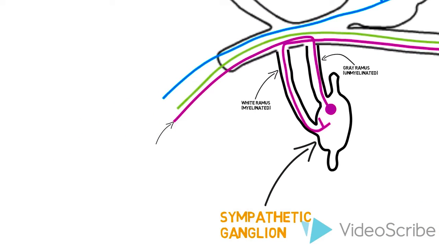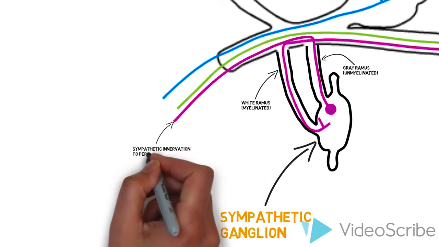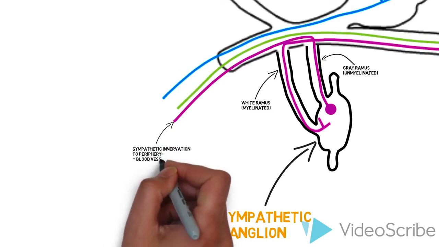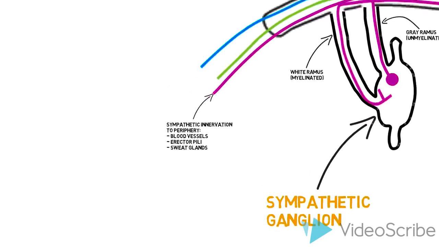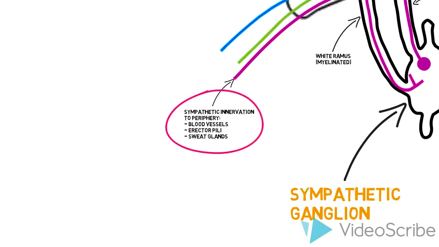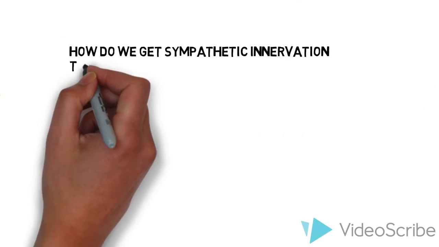Postganglionic fibers that are carried by branches of the spinal nerve to the periphery with somatic fibers course to blood vessels, smooth muscles associated with hair follicles, and glands associated with the skin. Now let's consider how sympathetic fibers get to viscera in the body core.